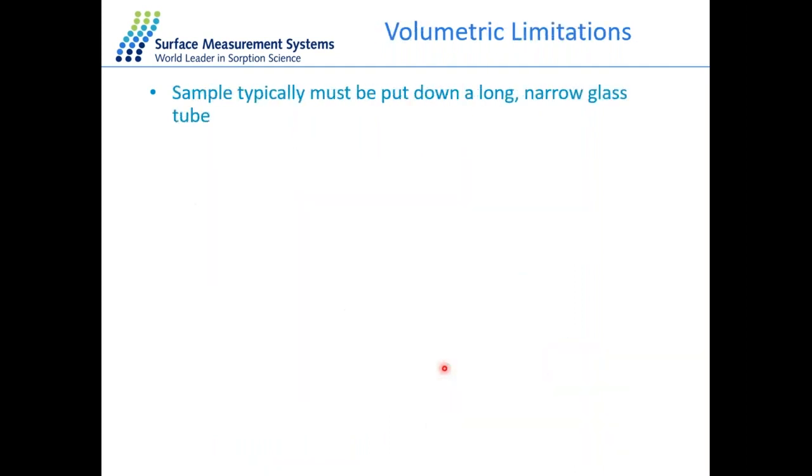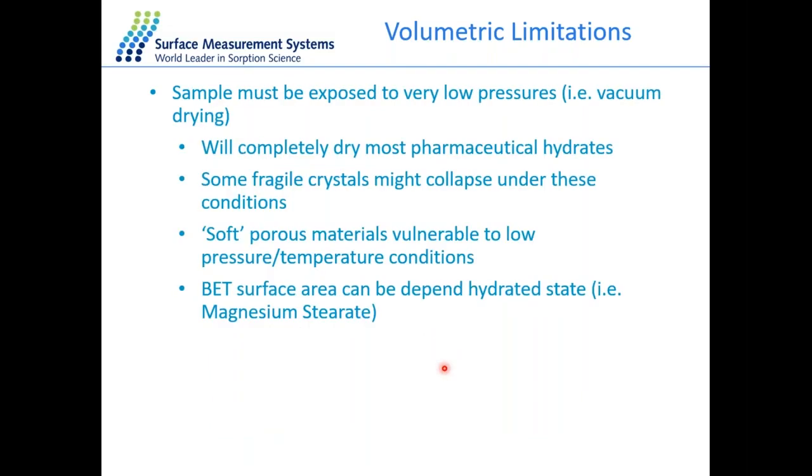So those are some of the limitations. In addition, all of these experiments must be done at cryogenic temperatures, because nitrogen will not absorb at room temperature, typically on most materials, or not absorb in significant amounts so we can measure it. So therefore, they have to go down to liquid nitrogen temperatures, 77 Kelvin. And again, those conditions can be deleterious to the structure of some fragile materials.